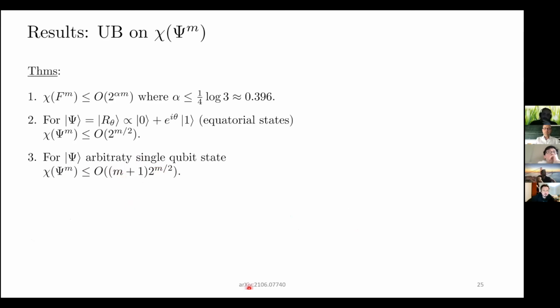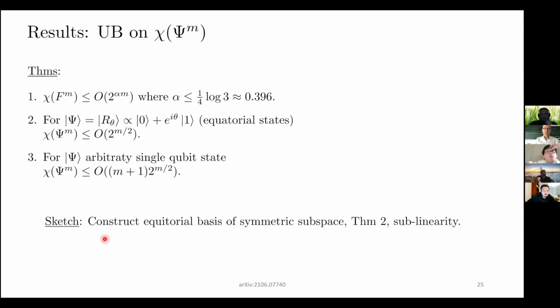And the way this works is, firstly, you notice that these states are in the symmetric subspace, they're permutation invariant. So we can construct a basis for the subspace that's made entirely of equatorial states. We choose n+1 equatorial states that span the symmetric subspace, and then by theorem 2, we know the stabilizer rank of each of those. Then there's at most n+1 of those, which is where this n+1 comes from. And using sublinearity, you can show this upper bound.